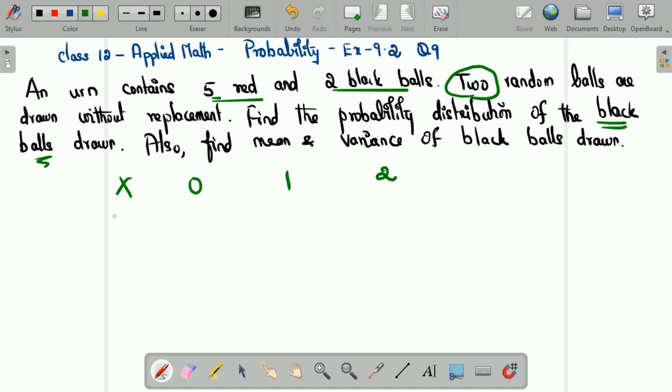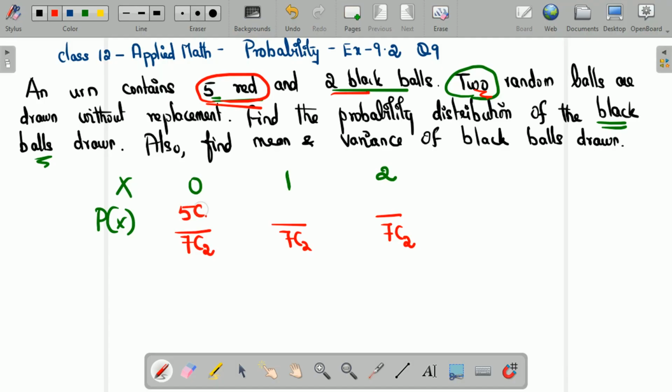Now let's compute the actual probability value. So probability of x. Now there are totally 5 red and 2 black balls. So 7 balls are there, of which we pick 2. So the total outcome is going to be equal to 7C2 in all the cases. So the total outcome I'm just marking as 7C2. Now in the first case, of the 2 balls, no black ball is picked, which means all the balls are picked from the red ones. So this is going to be 5C2.